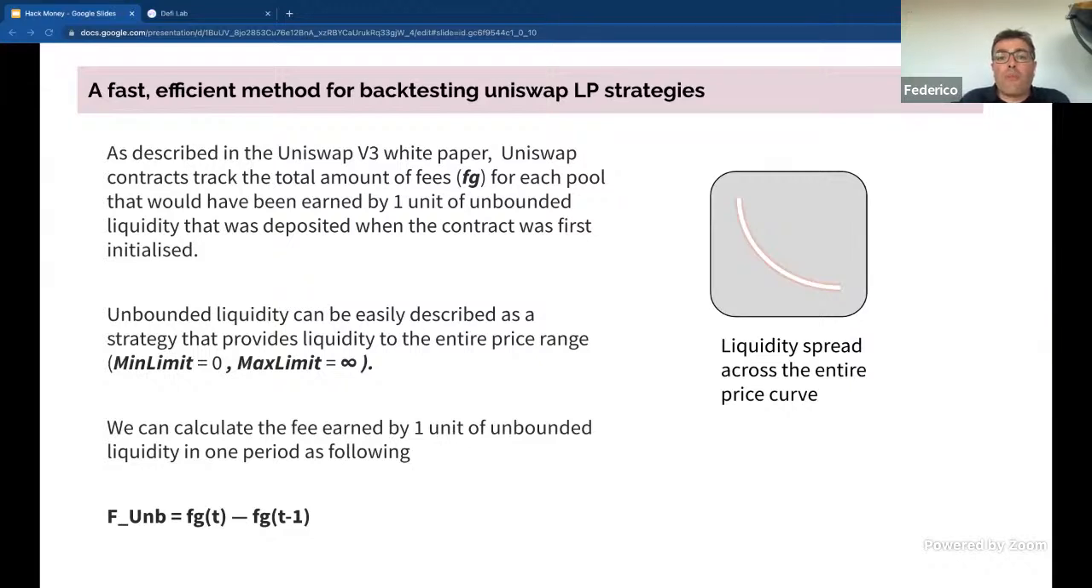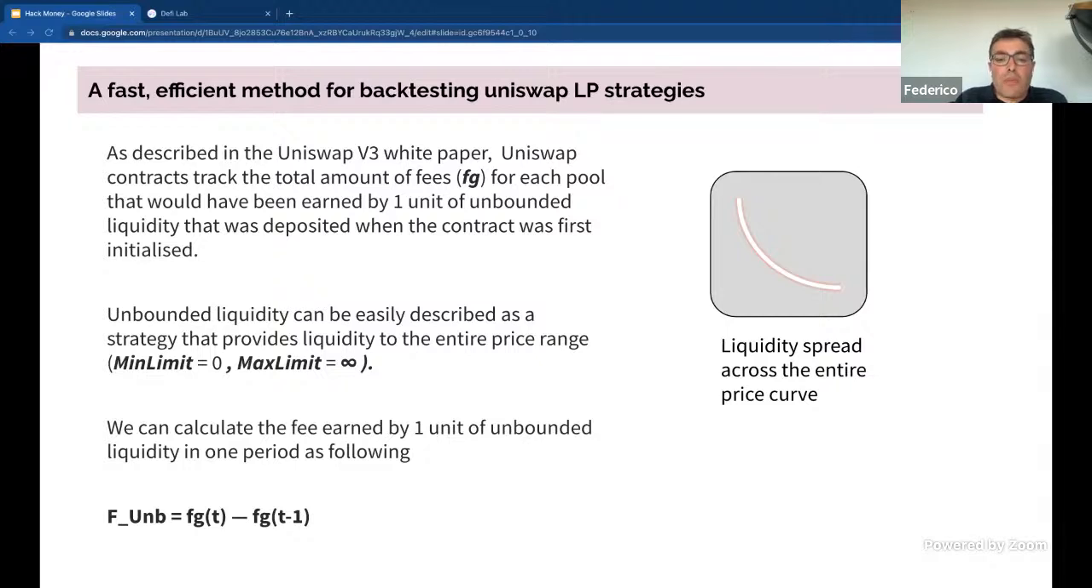We went back to the Uniswap V3 white paper to understand in detail how the Uniswap smart contract works. Reading the documentation, we could see that for each pool, the contracts are tracking the total amount of fees that would have been earned by 1 unit of unbounded liquidity that was deposited when the contract was first initialized. We can define unbounded liquidity as a strategy that provides liquidity to the entire price range, where the minimum limit is 0 and the maximum limit is infinite.